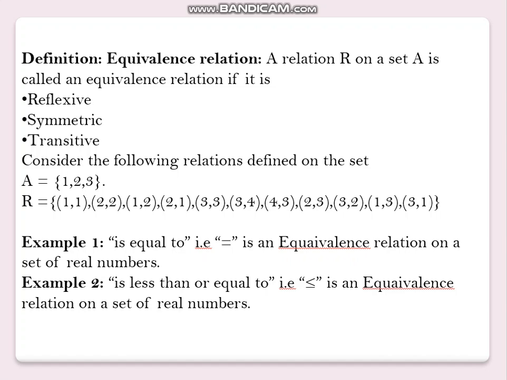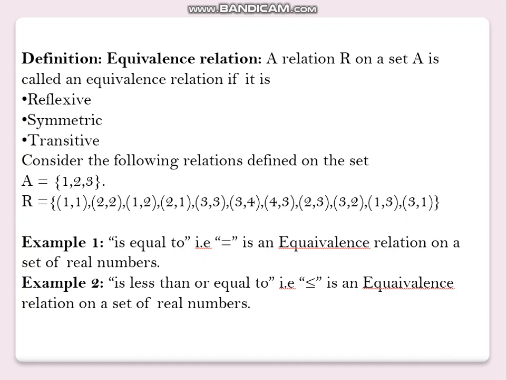Now consider the following relation defined on the set. A is a set containing 3 elements, namely 1, 2 and 3, and the relation R is given. First of all, to see whether the given relation is an equivalence relation, we should be able to prove that the relation is reflexive, symmetric as well as transitive. So let us check for the reflexivity. Since A contains 3 elements 1, 2 and 3, each element of the set A should be related to itself. That means we should have the pairs (1,1), (2,2) and (3,3) in the relation, which is there.